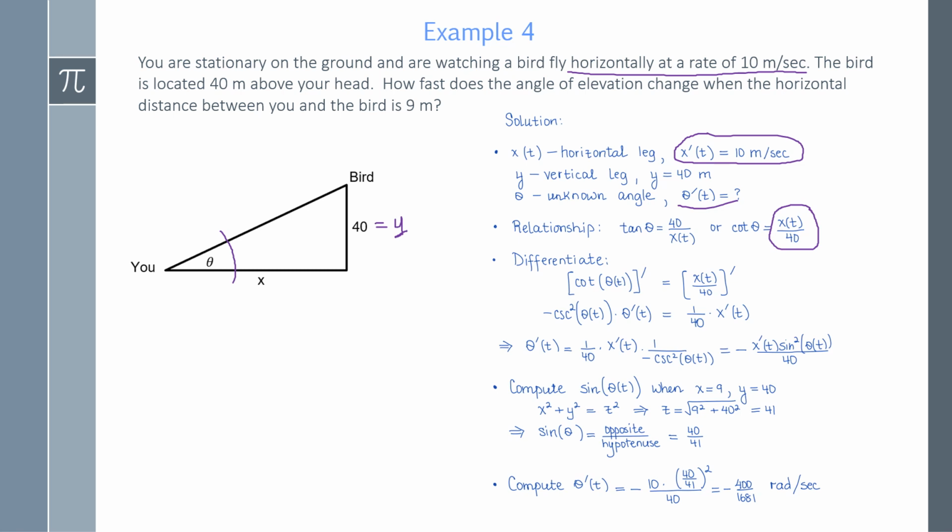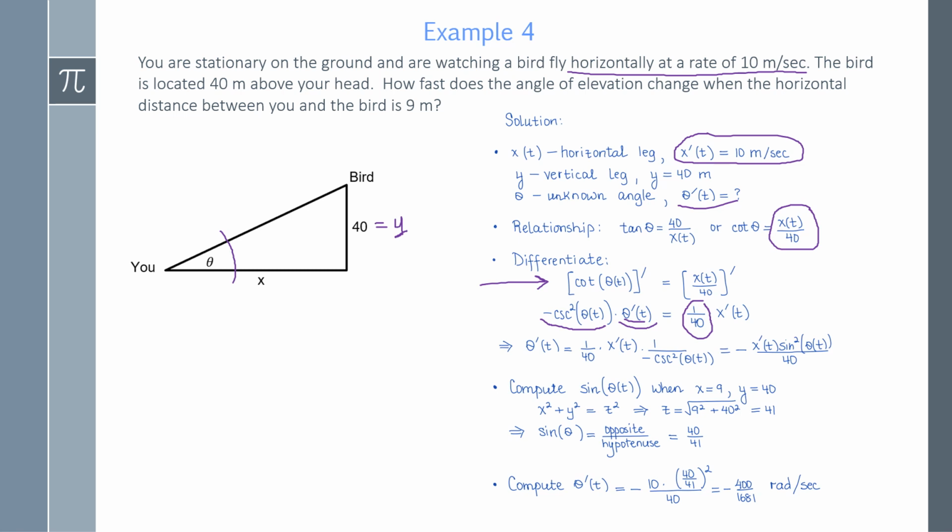So that's the next step, to differentiate this equation, keeping in mind that theta, our angle of elevation, is also a function of time. Okay, so once we differentiate the left side, what do we get? The derivative of cotangent is negative cosecant squared times the derivative of the inside, and that is theta prime. And on the right side, this one is fairly simple. 1 over 40, we'll just pull this out, and the derivative of x is just x prime of t.